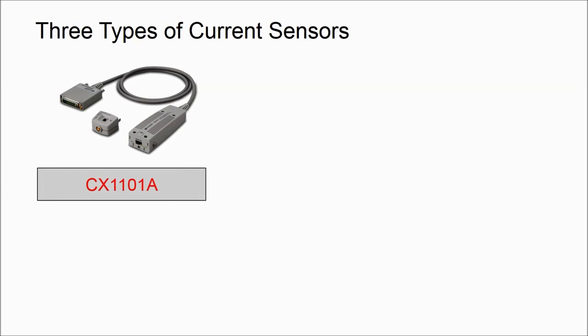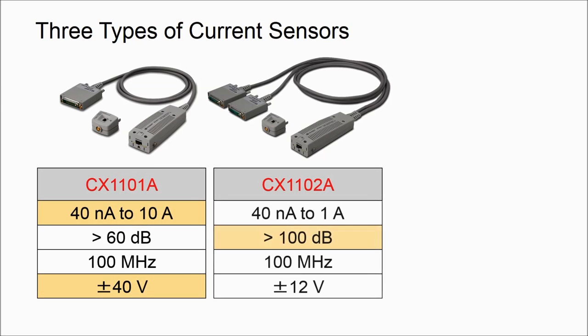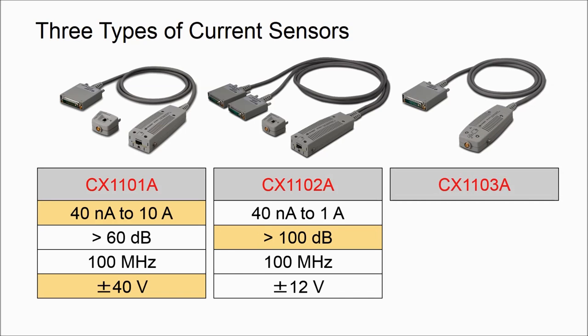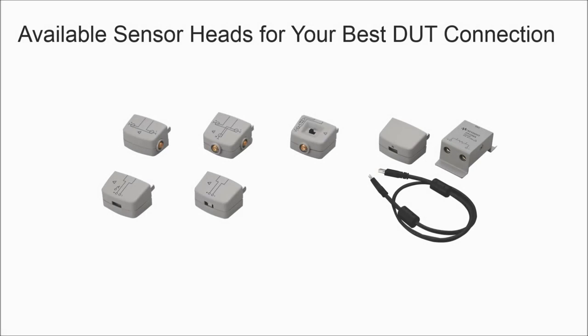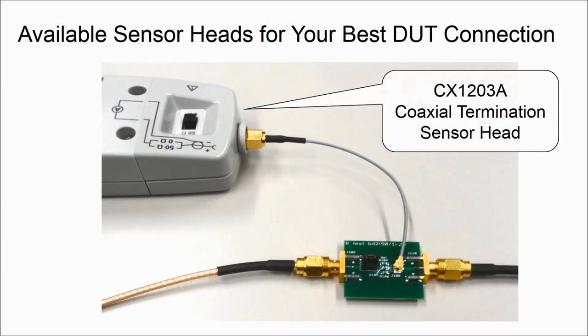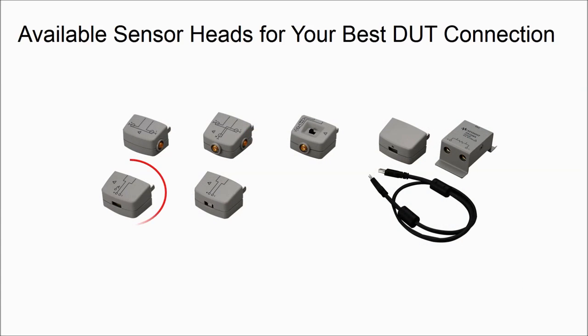The CX3300 series provides 3 types of current sensors you can select from based on your measurement requirements. The 2 basic current sensors use 6 interchangeable sensor heads, providing support for a variety of connections. For example, you can use the coaxial sensor heads for wide bandwidth measurements and the twisted pair sensor head when you need to make a quick connection to your DUT.